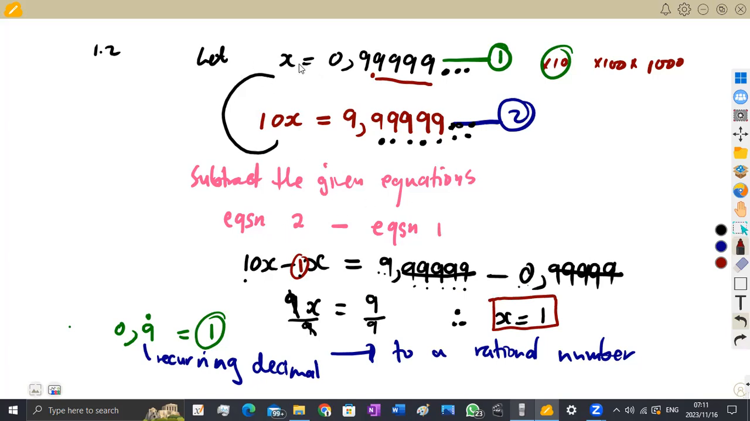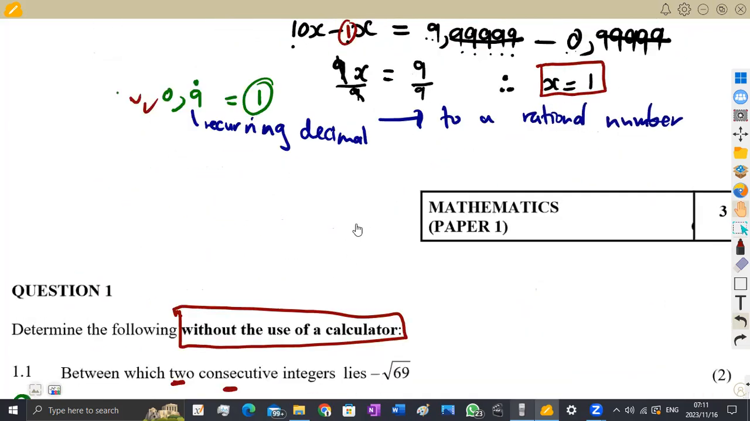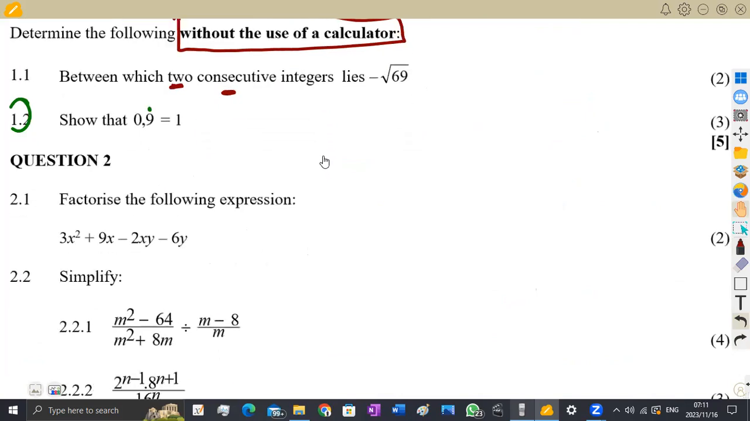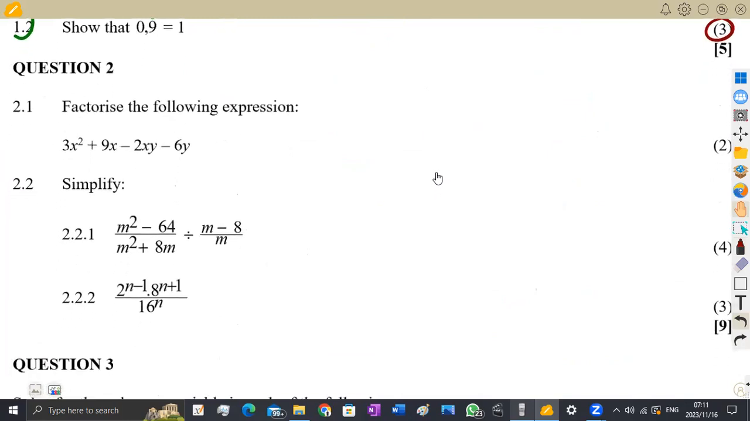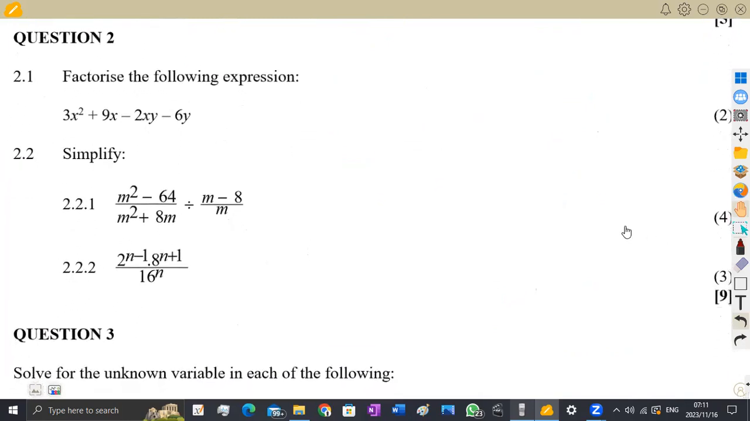Show that this x, this 0.9 bar, a recurring decimal, is equal to 1. That was our question. So in order for us to show that, you are going to use the method you use on conversion from a recurring decimal to be written as a rational number. Like I said, guys, I talked about this in the introduction part. Make sure that you watch all those videos on the introduction so that you understand what we are saying when we are answering these questions, so that we do not spend much time explaining like this. But anyway, it's good that we explain, in case maybe you missed this part.